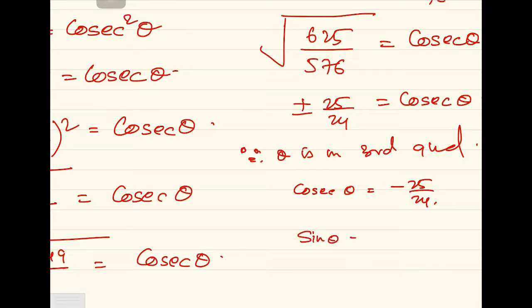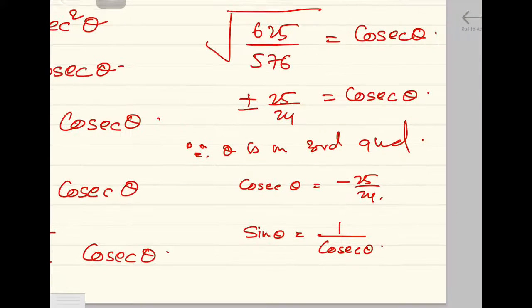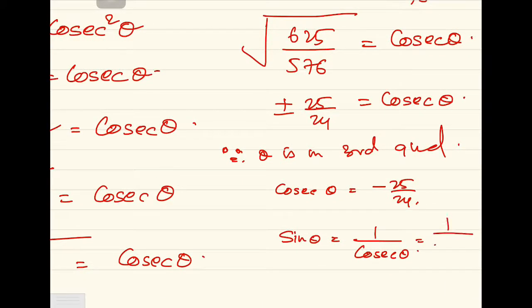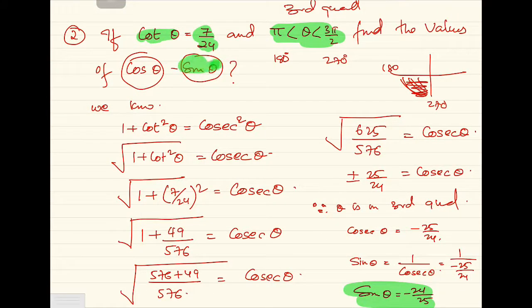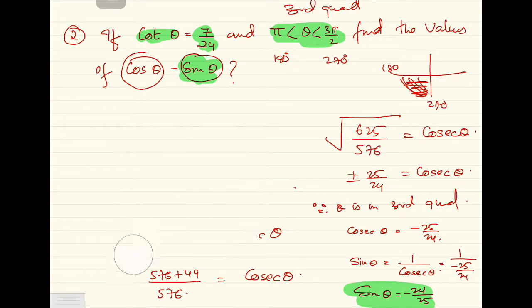But I don't want cosec, I want sine. So what will be sine theta? Sine theta will be 1 by cosec, that's 1 by minus 25 by 24. So what's the answer? Sine theta will be 24 by 25 with the minus sign. So I'll highlight this. I've already got sine theta, remember. Now it's time to calculate cos theta. What do I have to calculate, everyone? Cos theta.